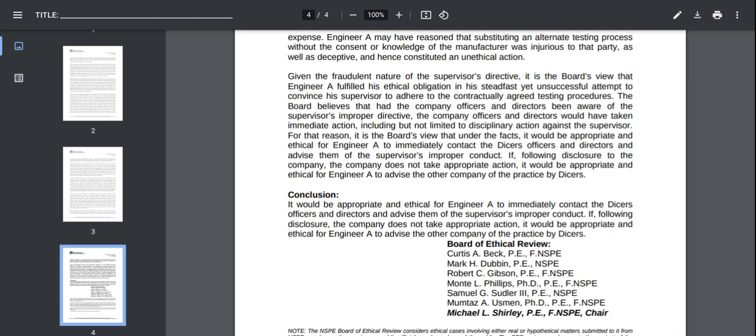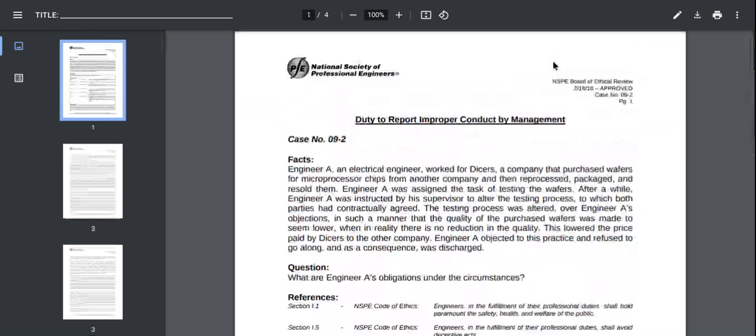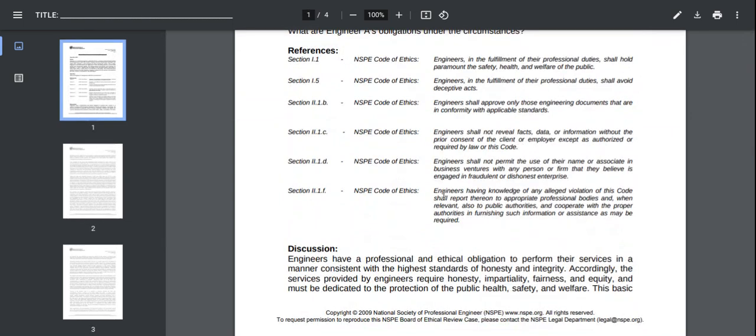The code does not say, let's go back, in section 2.1.f that it would be appropriate and ethical for engineers having knowledge of any violation of this code to report thereon to professional bodies, etc. They don't say it would be appropriate and ethical. That would be to say that the engineer has the moral right, that it's ethically permissible. What they say is that they shall, which I think can only mean that they have an obligation or duty. So there's a disconnect here between what the BER says and what the code says.